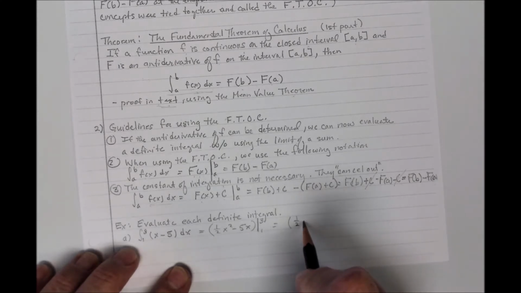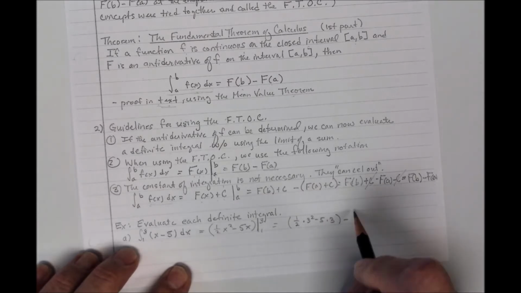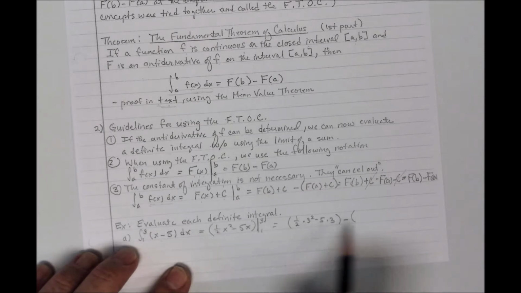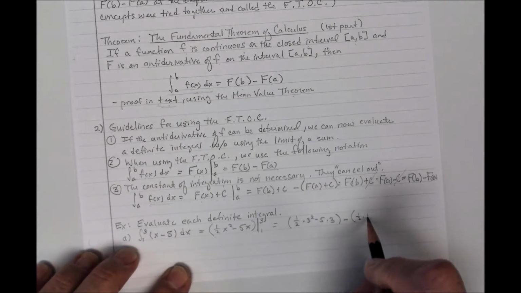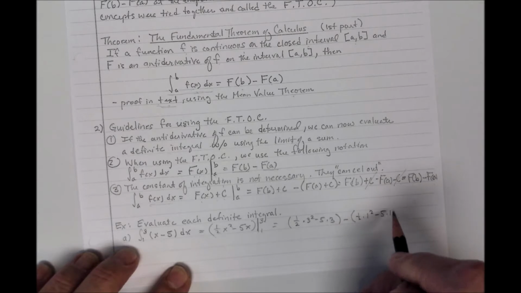So this is going to be 1/2 times 3 squared minus 5 times 3, and then I subtract from that. Note the parentheses so I don't mess up on my signs, because I'm subtracting all of this. There's usually more than one term here, so be careful. Plug 1 in, I get 1/2 times 1 squared minus 5 times 1.